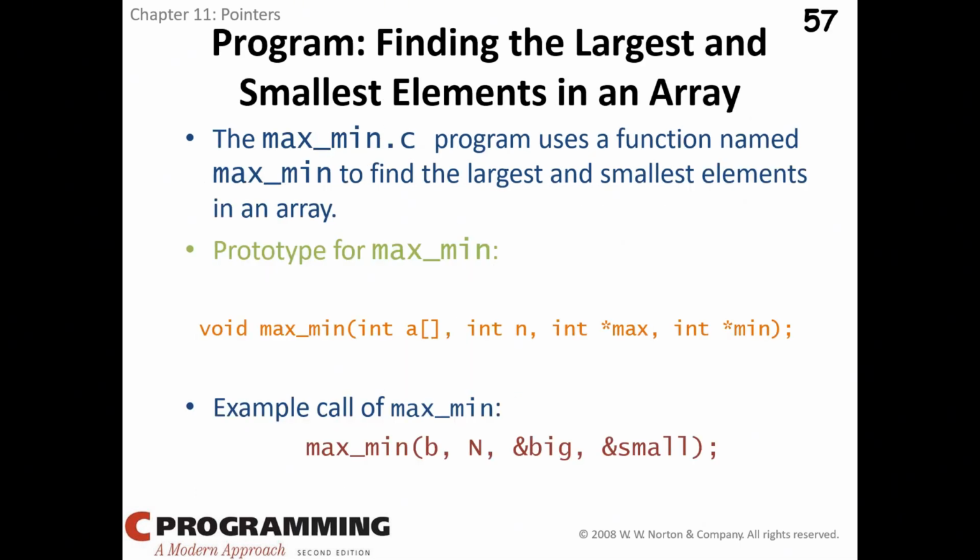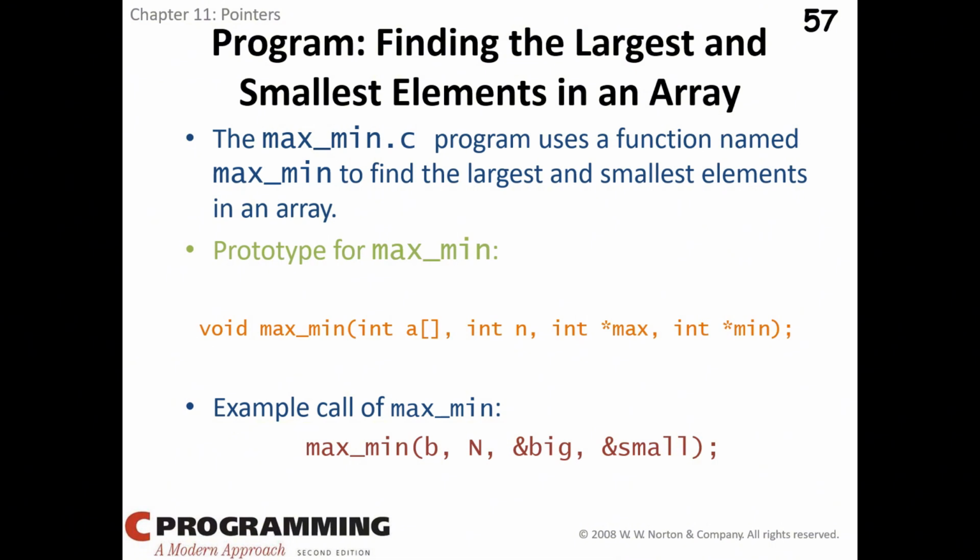And next, we're going to have an example program called max_min.c, which helps us find the largest and smallest elements in an array. This program utilizes a function named max_min to accomplish this task. Now let's take a look at the prototype for this function here in the slide, the orange one.